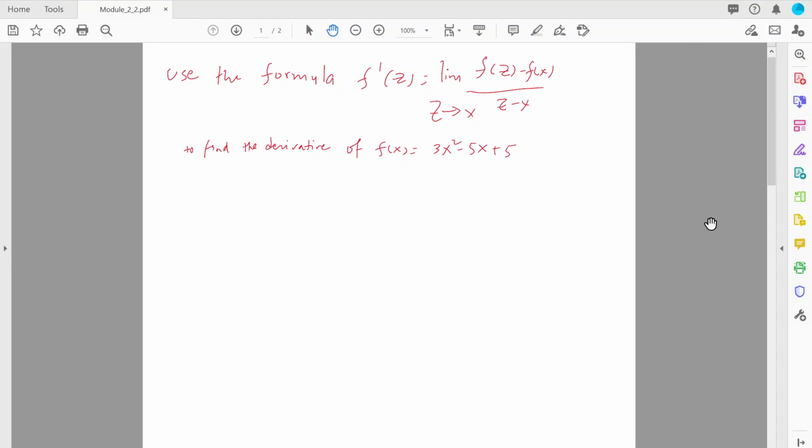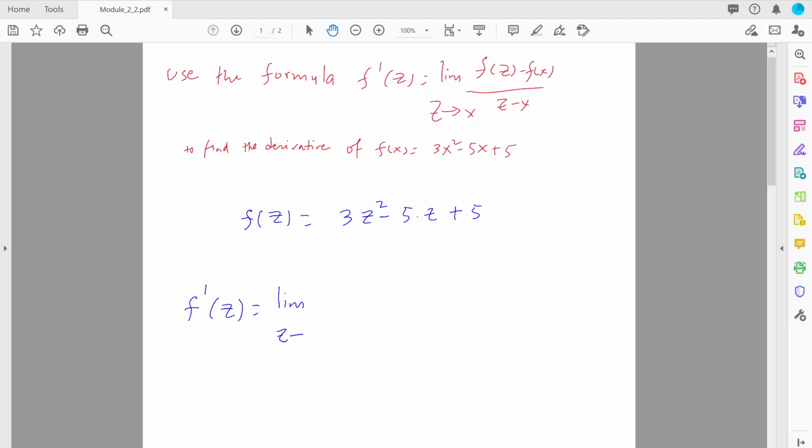So in this formula, if you look here, you see that you need f of z. So you just replace x by z here. That will be 3z squared minus 5 times z plus 5. And you need f of x, which is already given here. So let's find f prime of x, which can be found by using this formula.